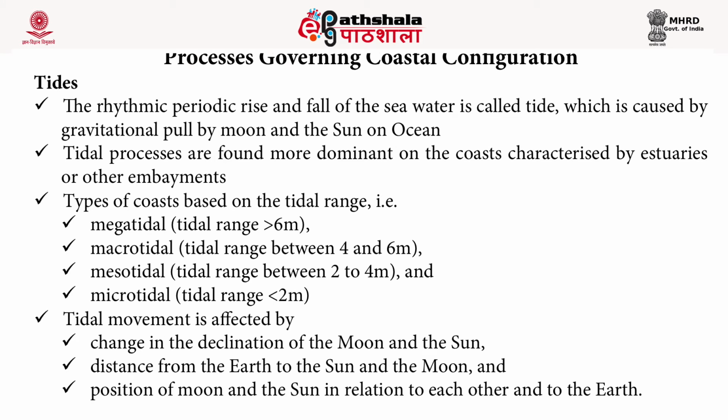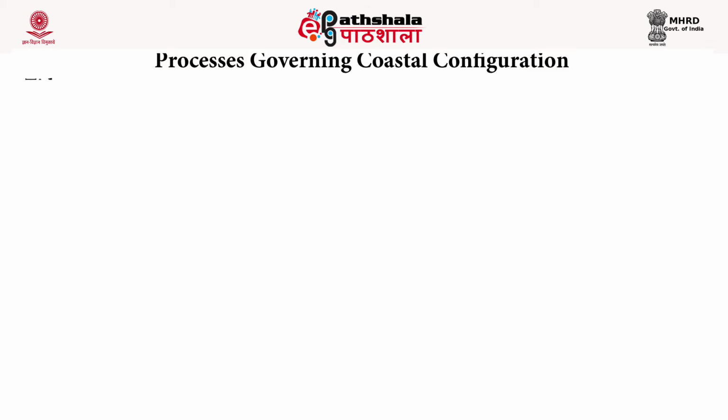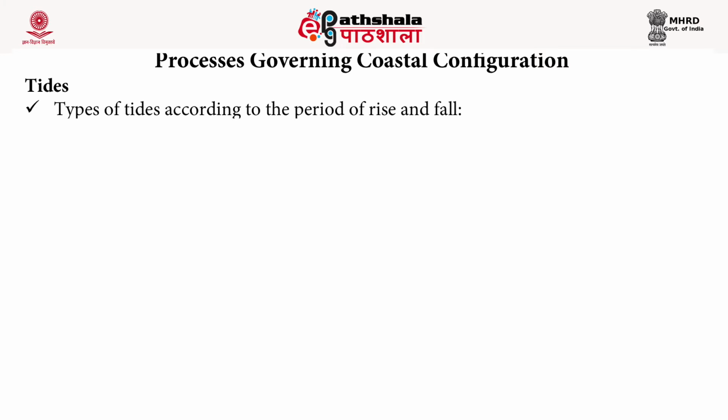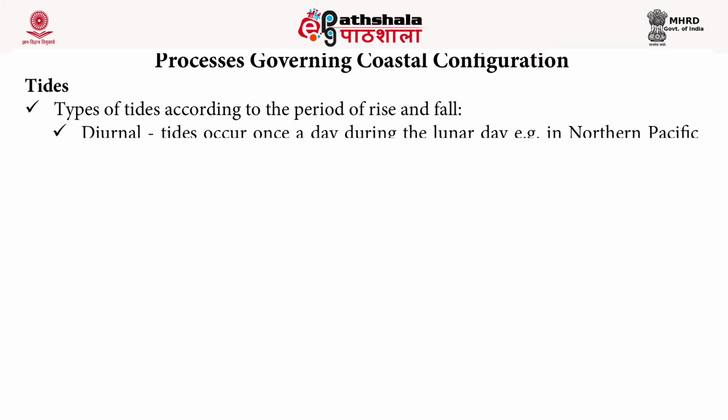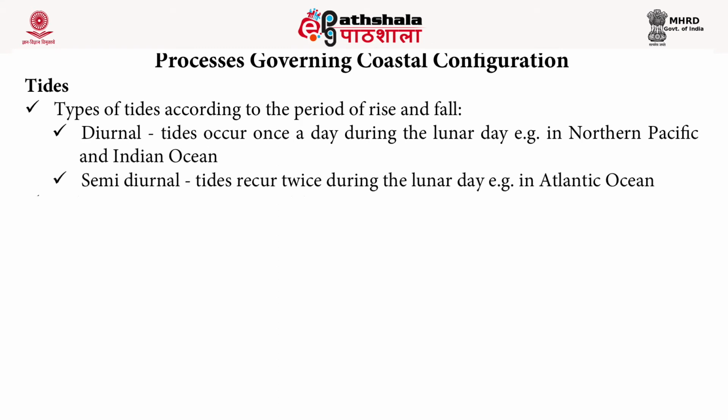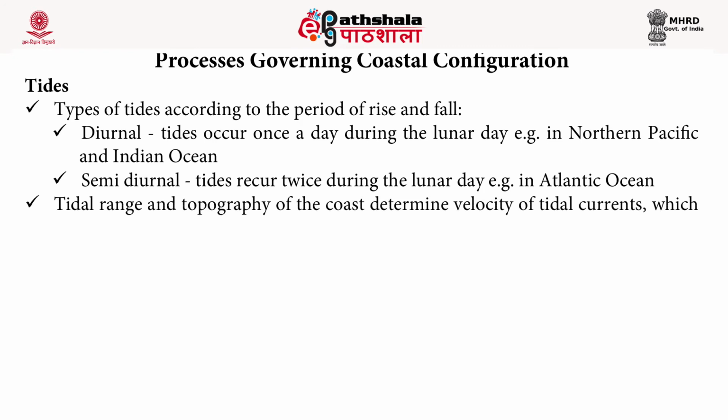Tidal movement is affected by change in the declination of the moon and the sun, distance from the earth to the sun and the moon, and position of the moon and the sun in relation to each other and to the earth. Based on the period of rise and fall, we can categorize tides into diurnal and semi-diurnal. Diurnal tides occur once a day during the lunar day. Semi-diurnal tides recur twice during the lunar day.